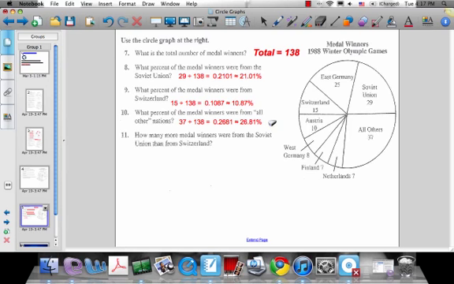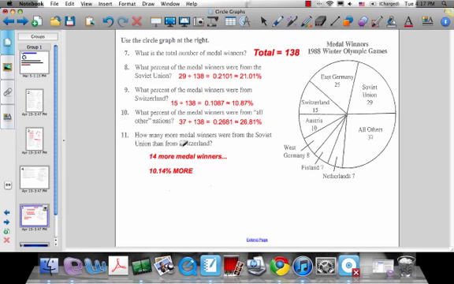Last but not least, number 11, how many more medal winners were from the Soviet Union than from Switzerland? Well, from the Soviet Union were 29, Switzerland was 15, so we can subtract and get 14 more medal winners. However, if we wanted to do percents, we could take the percents from before, 21.01 minus 10.87, which gives us 10.14% more.